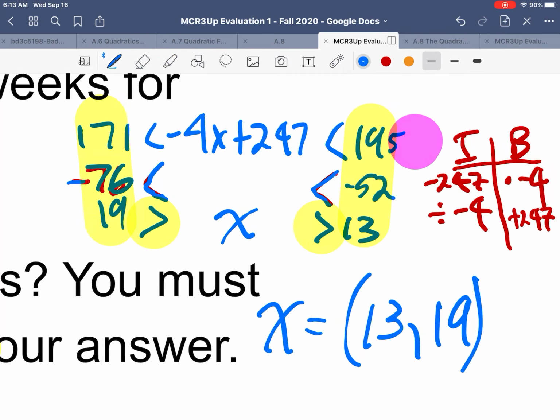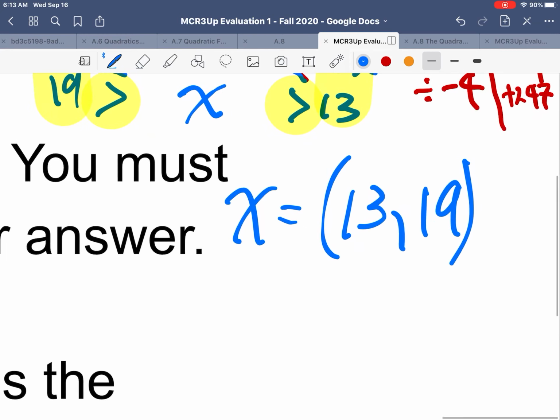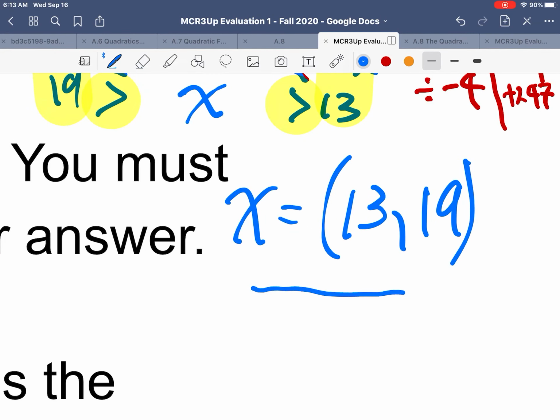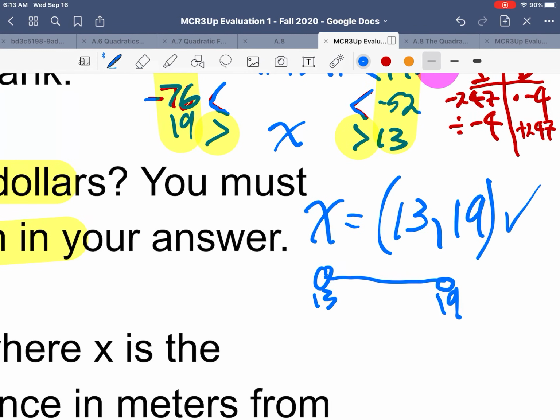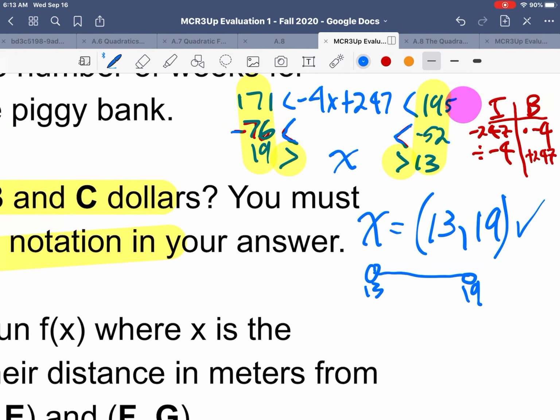Then it says that you have to finish up with an interval. Because it's between, it's open circles. So there's our interval statement there, and then we should have a number line as well. That's what you need for full marks, to have all of those, and have all of those correct. And remember it's round brackets because it's between.